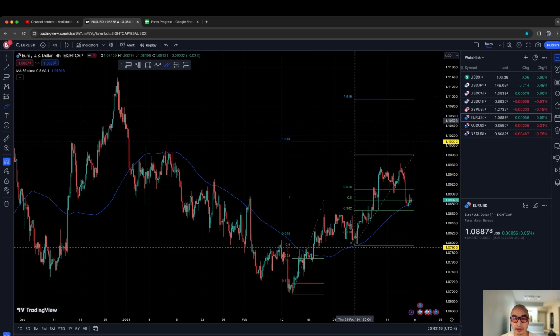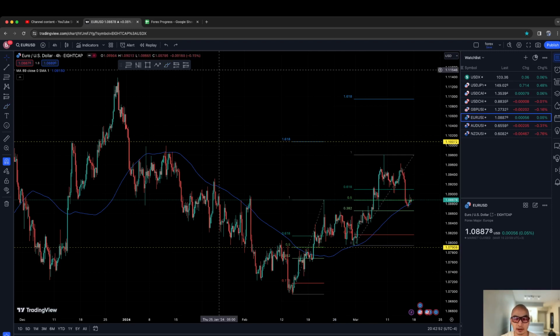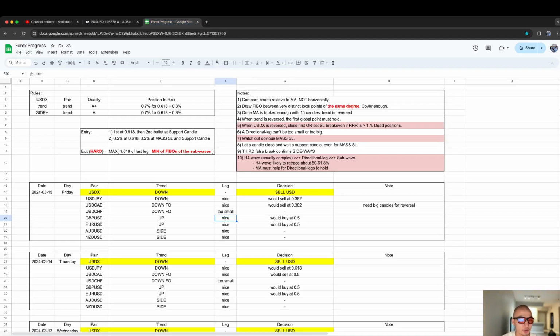I hope you guys have been following my advice, and I read the market 70% of the time correctly. So Euro USD trend is up, leg size is nice, and I would definitely buy it. Currently market is retracing in a good zone at the 0.5 retracement, and if I have a chance I will also buy Euro USD.